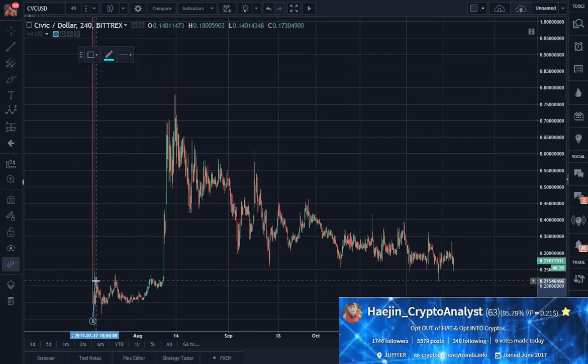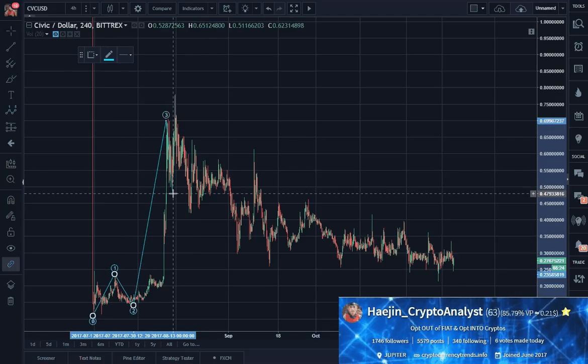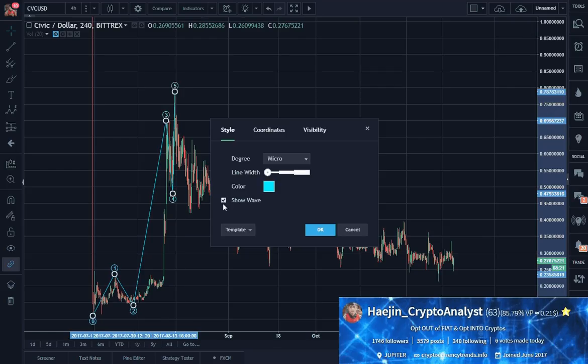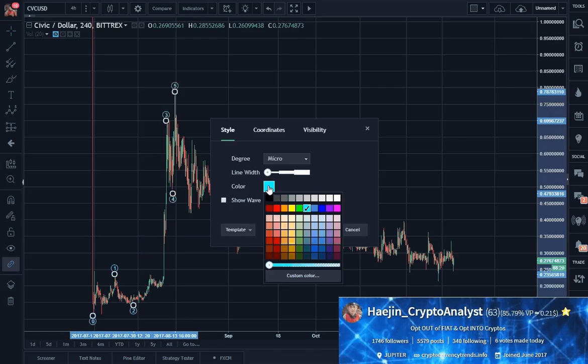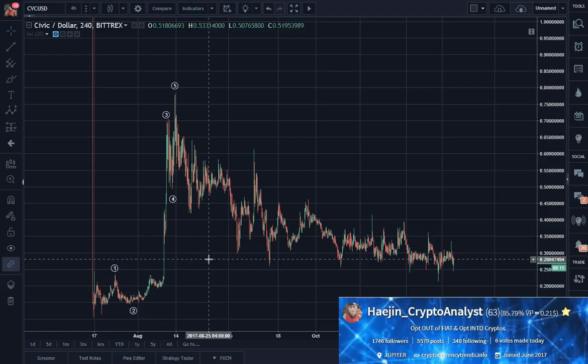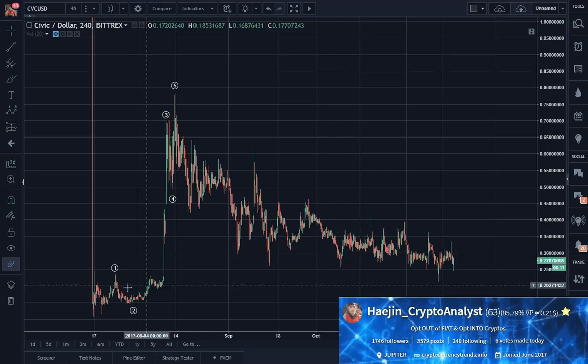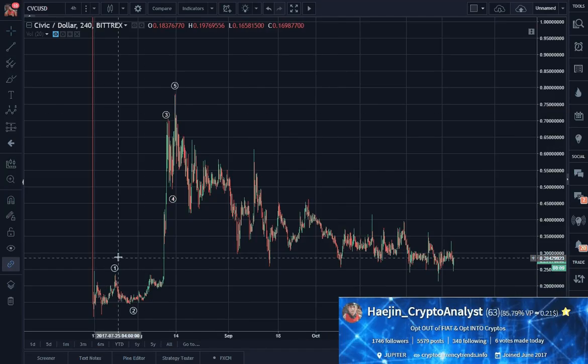I would say from here, 1, 2, 3, 4, 5. Beautiful. Very nice impulse. An impulse set or motive, M-O-T-I-V-E, set of waves make up 5 waves. What's the 1, 3, and 5?